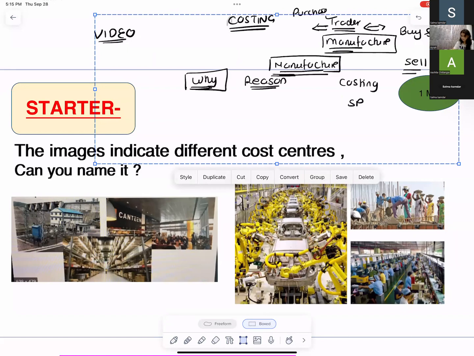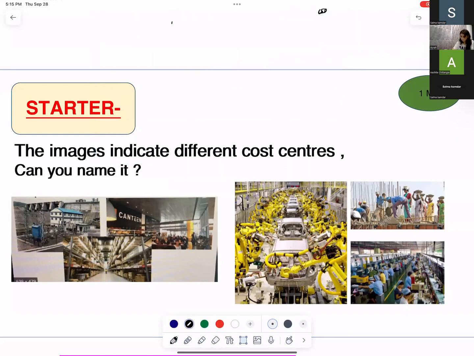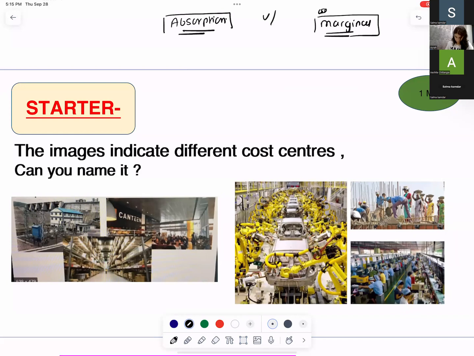So in costing, there are two methods by which a manufacturer can do the costing. The first method is called absorption costing. And the second method is called marginal costing. There are two methods which a manufacturer can adopt while he is doing costing. There is a difference between absorption costing and marginal costing. You need to understand this distinction very well, because there are small questions that come on this.